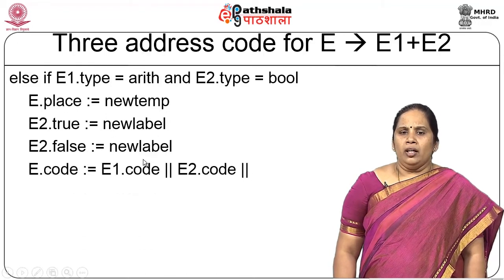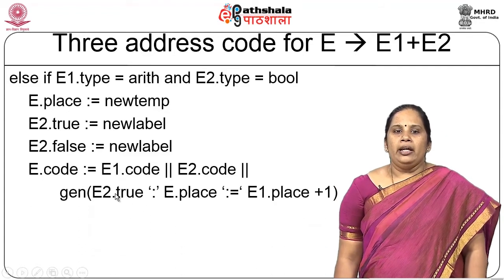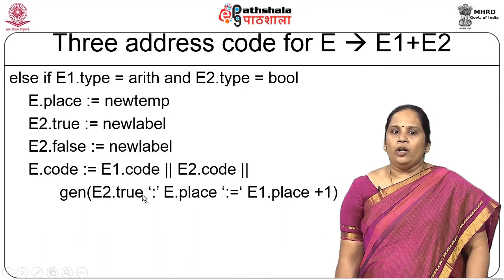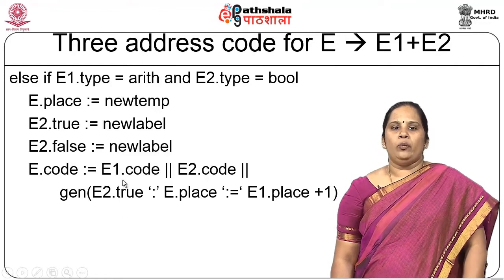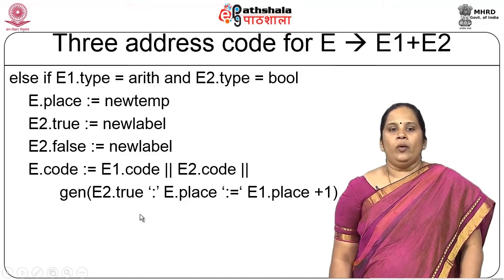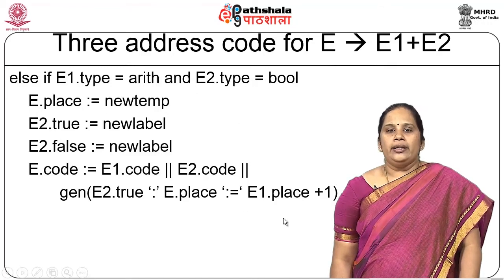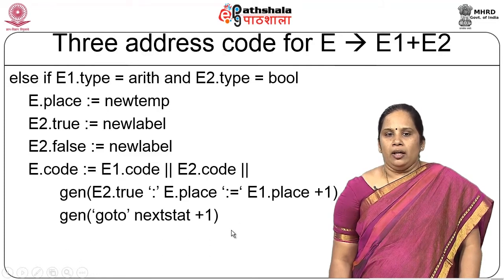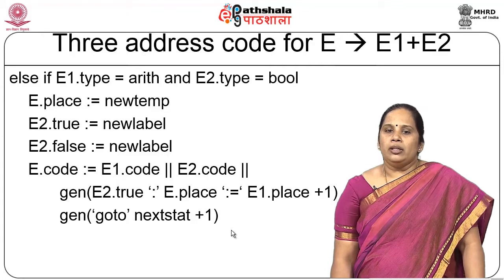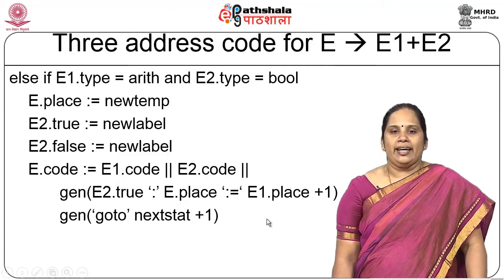And first you generate code for E, you generate code for E1, and you generate code for E2, okay? Then what we do is you generate E2 dot true, E dot place will be E1 dot place plus 1. That is, under the true label, this will be some L1, L2, etc. So under L1, what you should do is increment E1 by 1. That is because E2 is true. If E2 is true, then you increment it by 1. If E2 is false, then you have to retain the value of LHS E as the same value of E1.